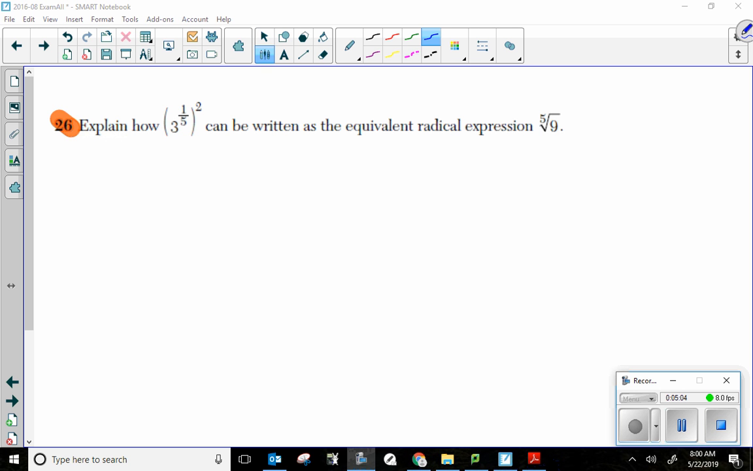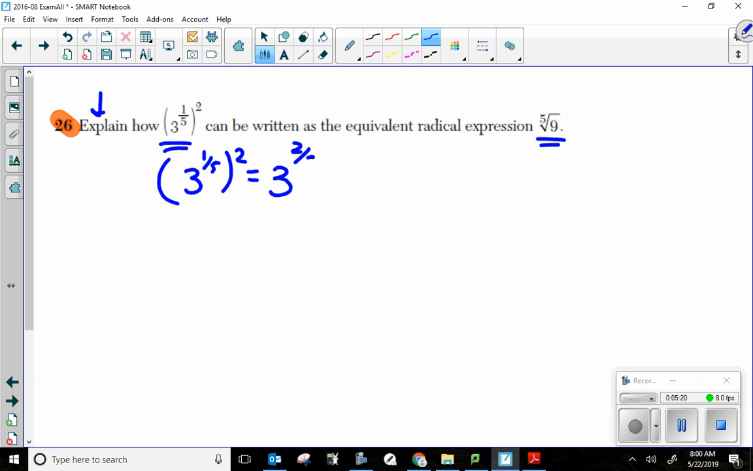So I'm going to write each step out. I'm going to convert this into this and write a note along the way, because that's going to be my explanation. So 3 to the 1/5 squared equals 3 to the 2/5.